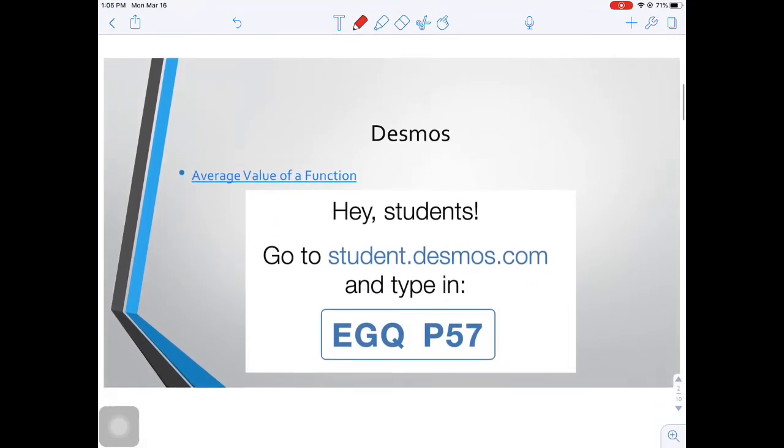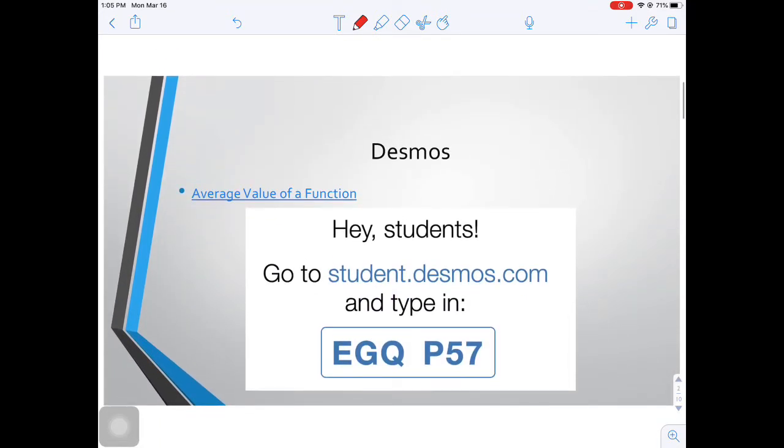So if you want to get a little introduction, I recommend checking out this Desmos activity, playing around with it a little bit, to get the idea of what we're talking about. You can just pause the video and go put the code in and complete that. Totally optional, but just something we would have done in class, and I think it gives a nice introduction to the concept.